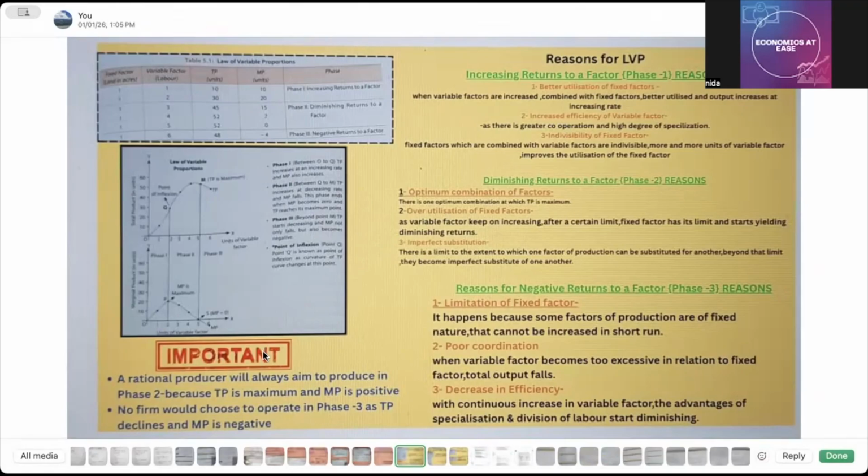An important question can arise here: what is the perspective of the rational producer? In which state does he want to be? A rational producer will always aim to produce in phase two because TP is maximum and MP is positive. In this phase you are getting the maximum point, that is 52, and MP is still positive, it's zero but not negative. So a rational producer will always want to be in the second stage or phase two. No firm would choose to operate in phase three because here TP starts declining, and MP becomes negative. Everything is detailed, so go through the previous videos. I'm telling you again and again, go through the previous videos.